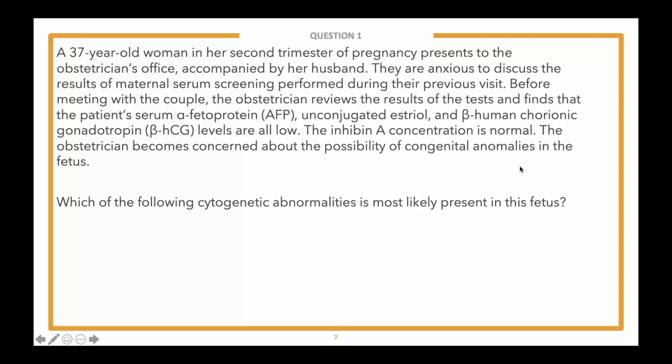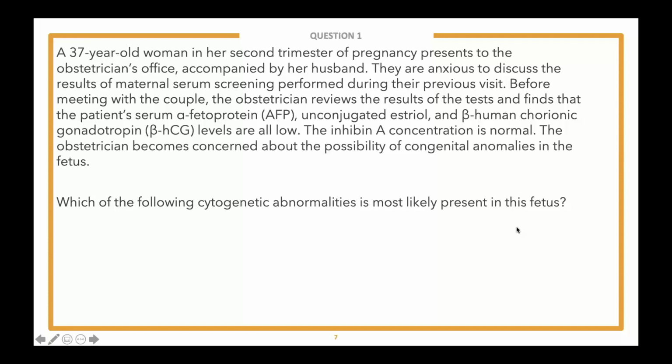A 37-year-old woman in her second trimester of pregnancy presents to the obstetrician's office accompanied by her husband. They are anxious to discuss the results of maternal serum screening performed during their previous visit. Before meeting with the couple, the obstetrician reviews the results of the test and finds that the patient's serum alpha-fetoprotein, unconjugated estriol, and beta human chorionic gonadotropin, or beta HCG levels, are all low. The inhibin A concentration is normal. The obstetrician becomes concerned about the possibility of congenital abnormalities in this fetus.